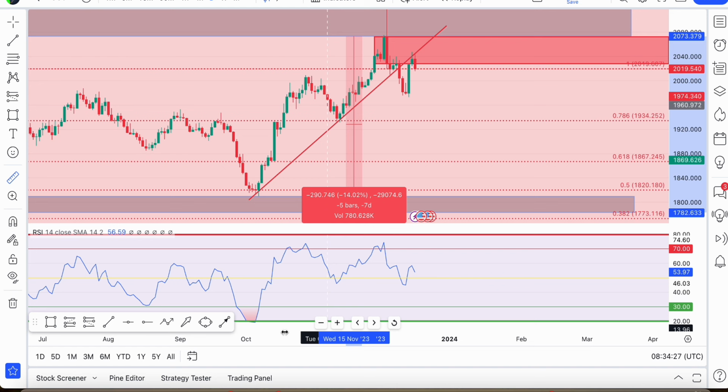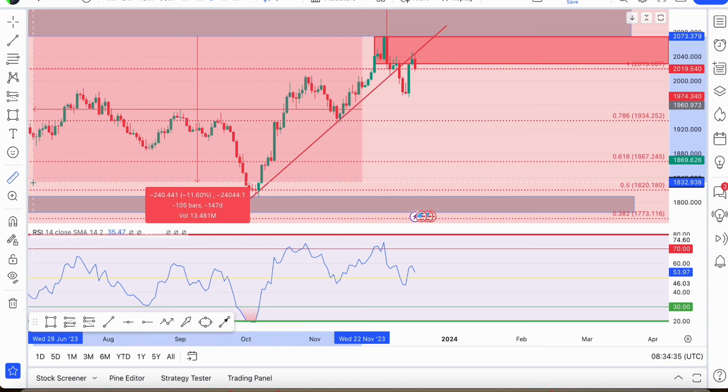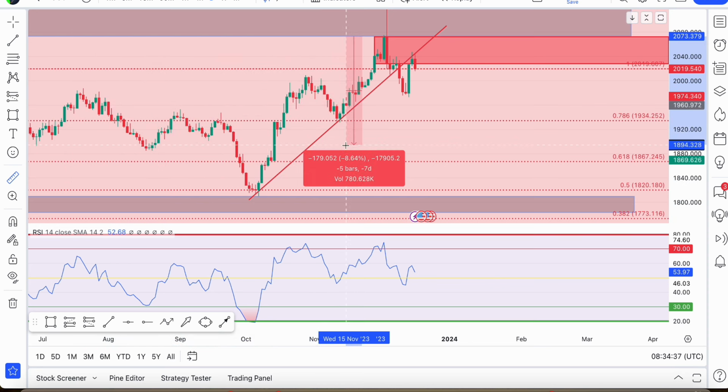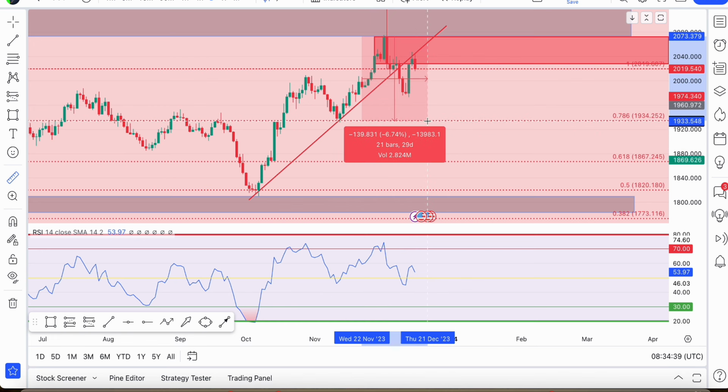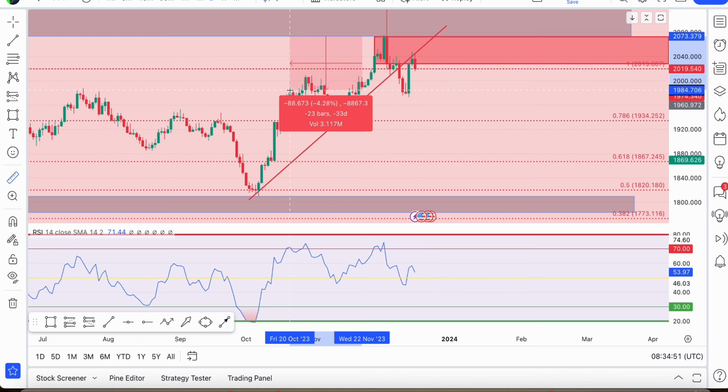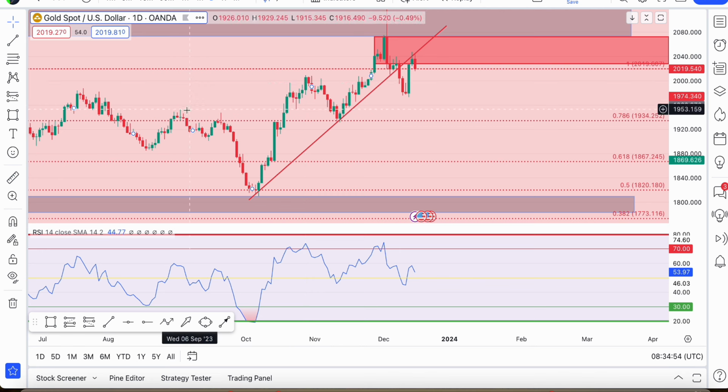94.64 multiplied by 1.618 gives me 153.12. No, sorry, 153.12. Let me take the drawing tool again now.